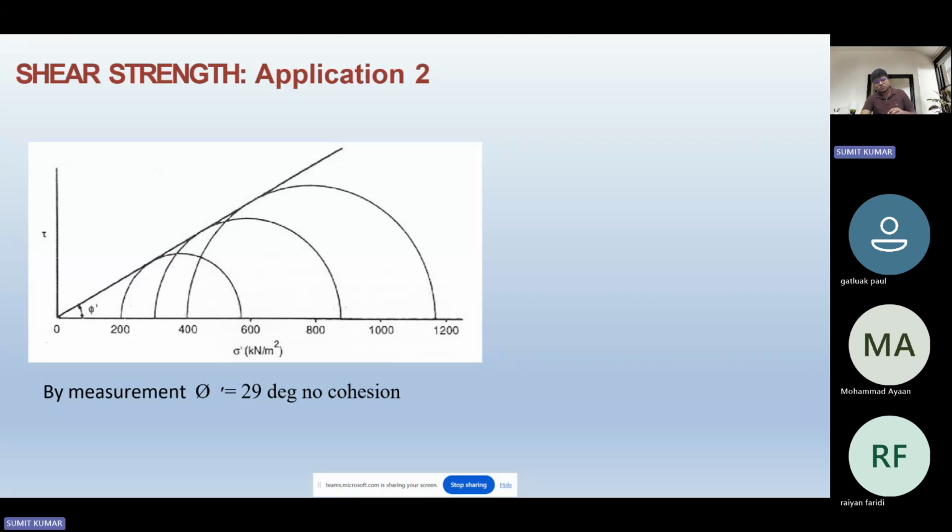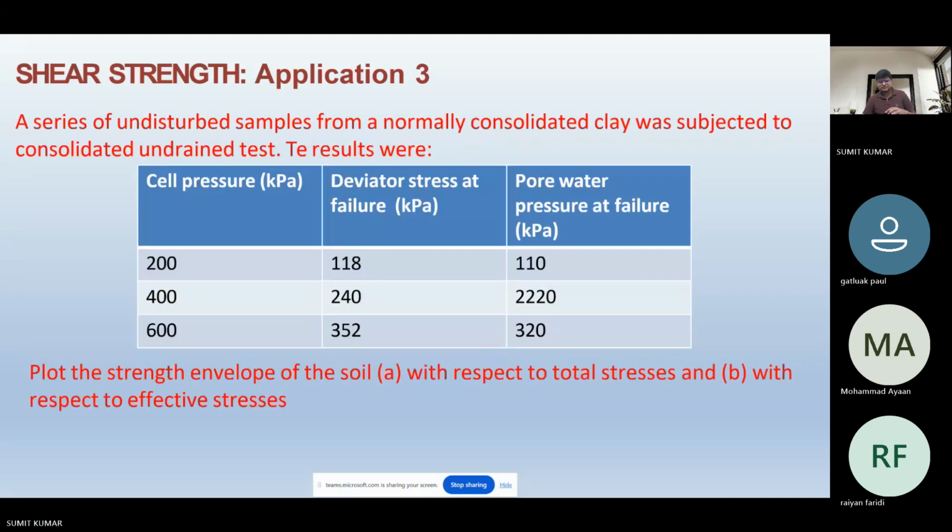Yes. So let's move to the next problem, a similar problem, and see what is the difference over here from the earlier question. Over here, the question asked that a series of undisturbed samples from normally consolidated clay was subjected to the consolidated undrained test. The results were given, in which the cell pressure is mentioned as 200, 400, and 600. Deviatoric stress is nothing but sigma 1 minus sigma 3.